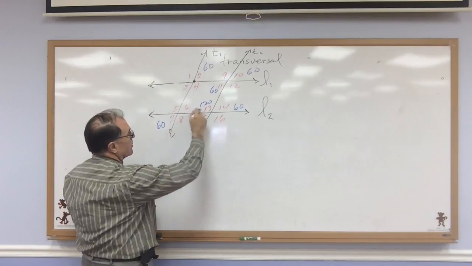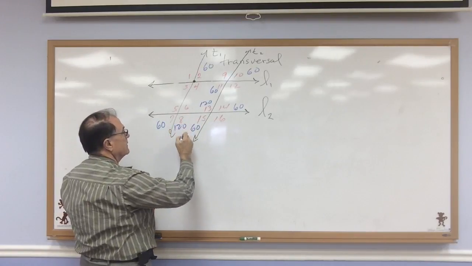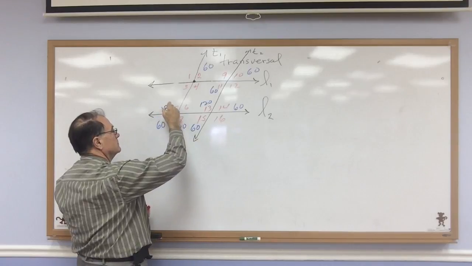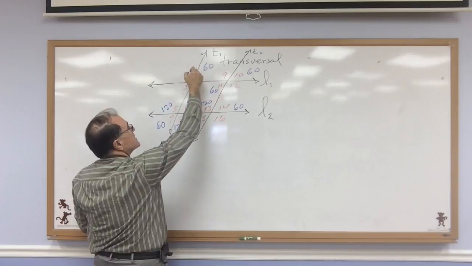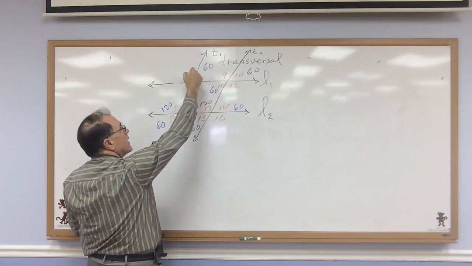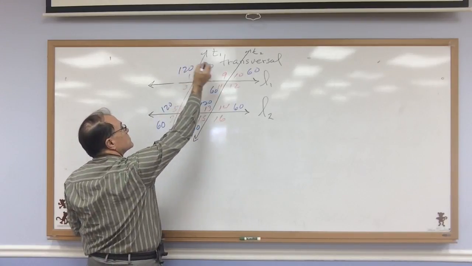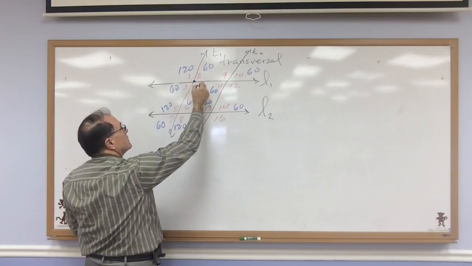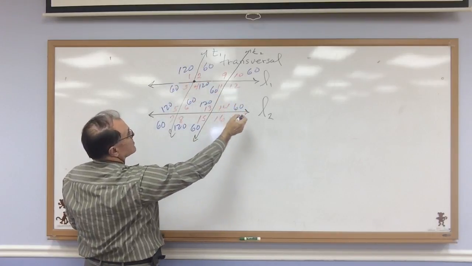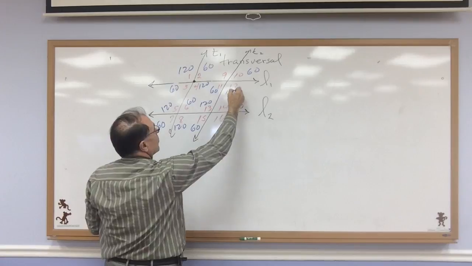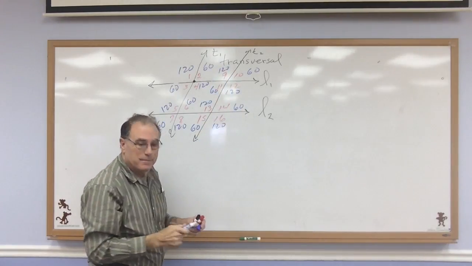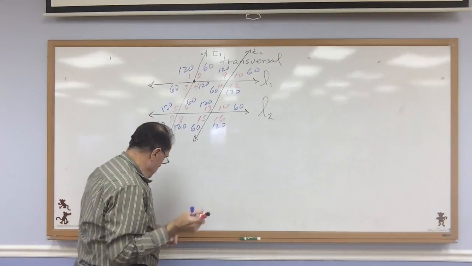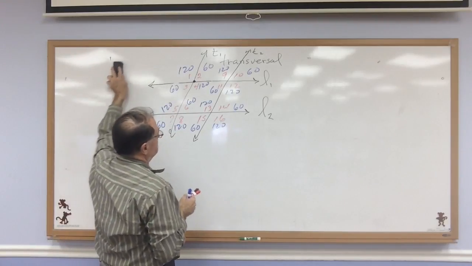8 and 13 are alternate interior, 120. These are vertical. Now, 60 and 1, these two angles have to add up to 180. That's 120. 60 and 120, we just said that of all of them, 120. There you go.